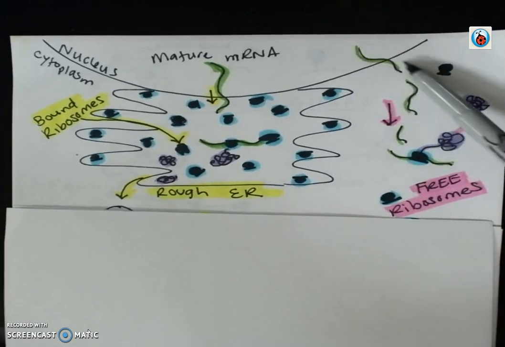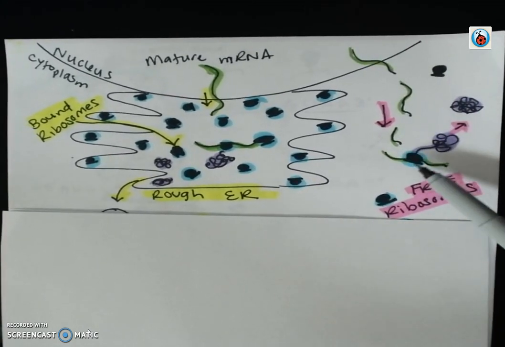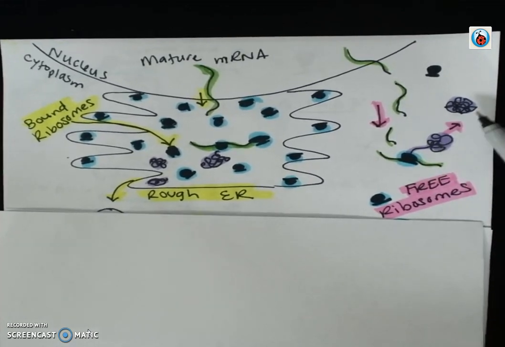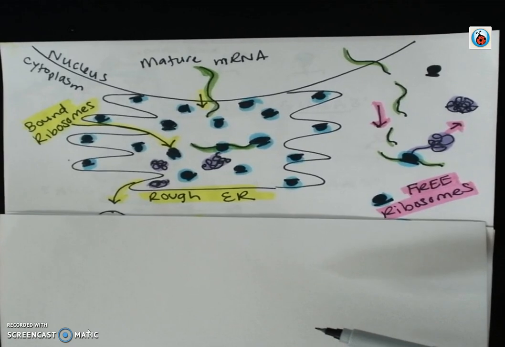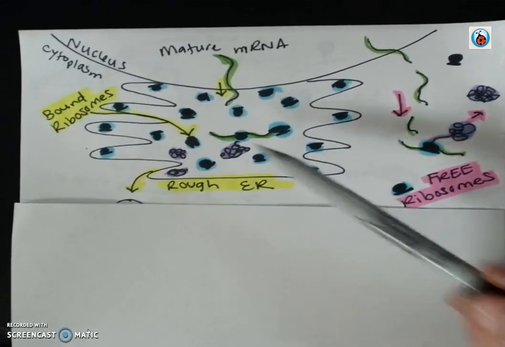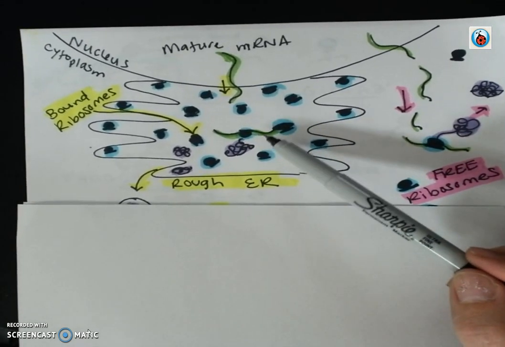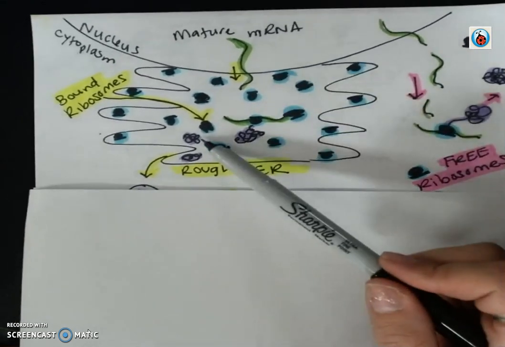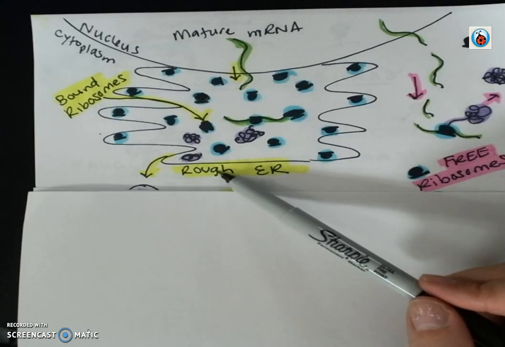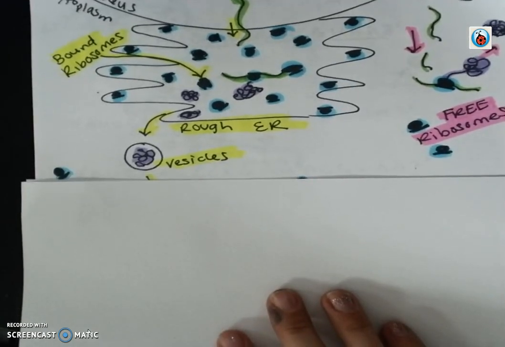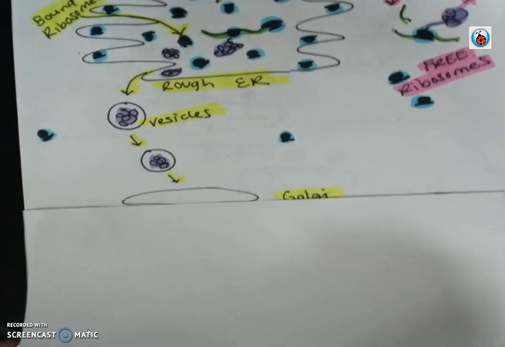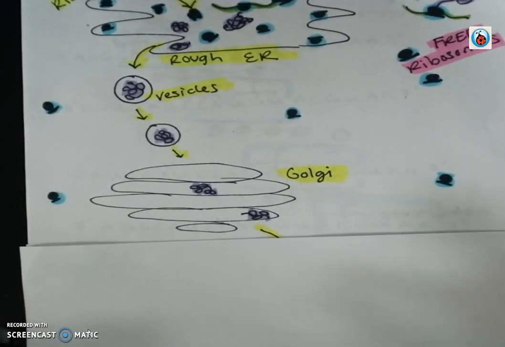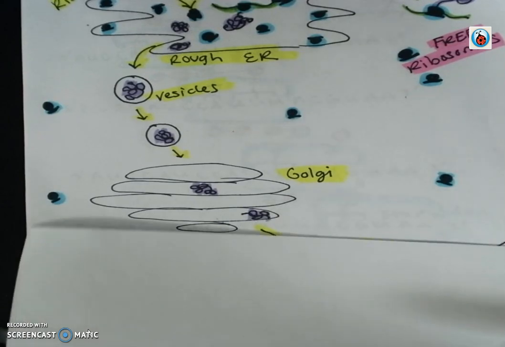If the RNA leaves the nuclear pore and attaches to a free-floating ribosome, it'll make a protein that will stay within the cytoplasm. However, if the RNA is translated on a bound ribosome, the protein that's produced at the rough ER is going to travel in a vesicle to the Golgi, where it's going to be packaged, modified, and sorted, so basically its final shape will be determined.